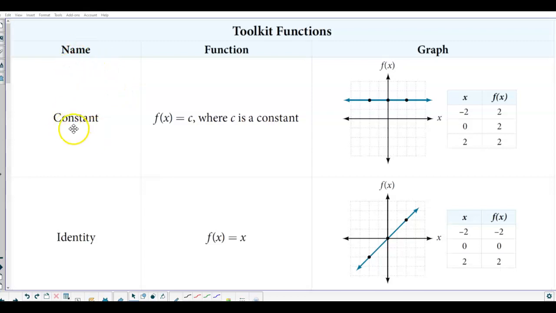So the name of a function, when we have a constant, f of x is going to equal c, where c is the constant. And when you graph something that's in this form, it's going to graph a horizontal line. So for example, if we wanted to graph this, we would pick values for x to be -2, 0, and 2. So -2 has an output of 2, 0 has an output of 2, and 2 has an output of 2. And therefore, the 2 would represent c. C would be the constant in this case.